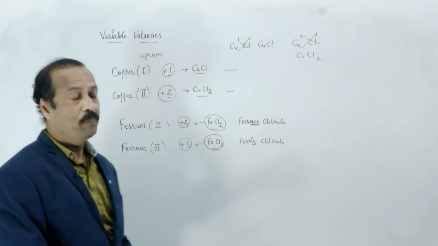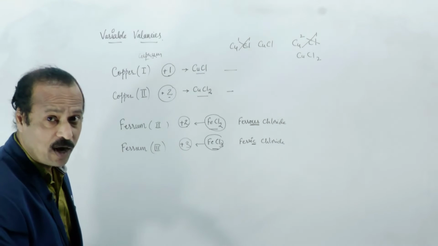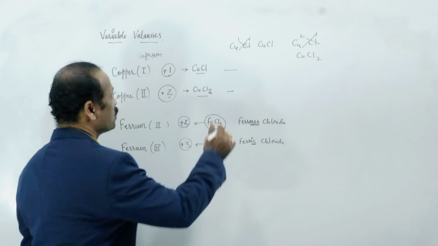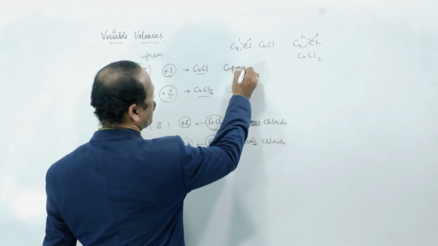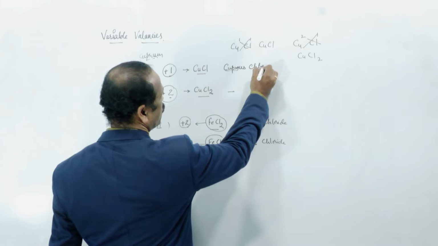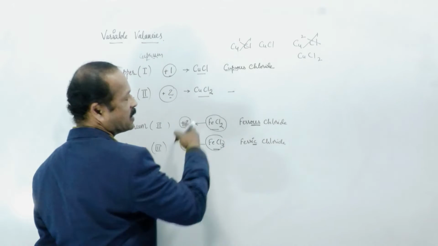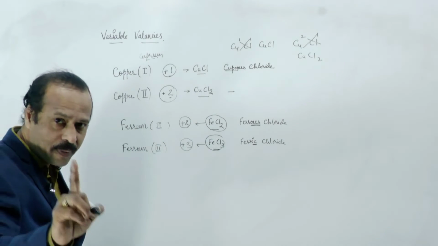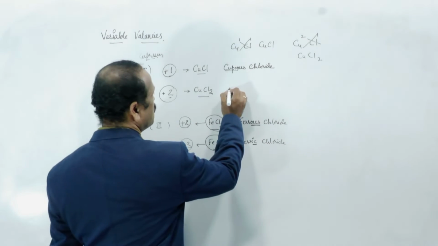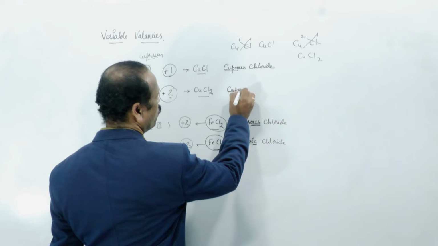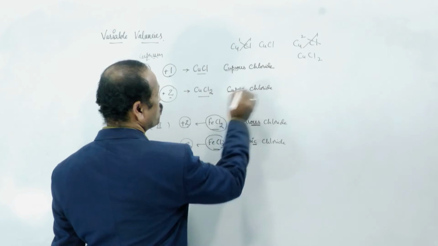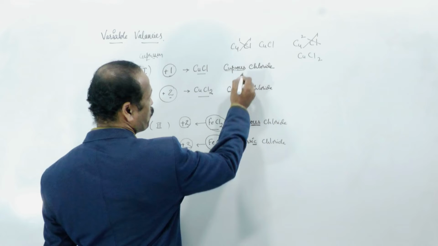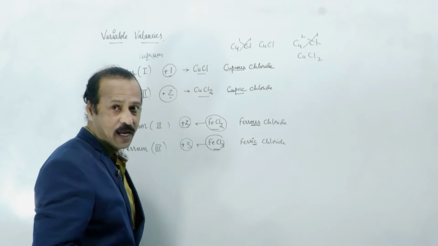So now, the name of the first one is what? Good. So that is called cuprous chloride. Cuprous chloride. What is the second one's name? Good. That is cupric chloride. Cupric chloride. So why are you calling one cuprous and the other cupric?